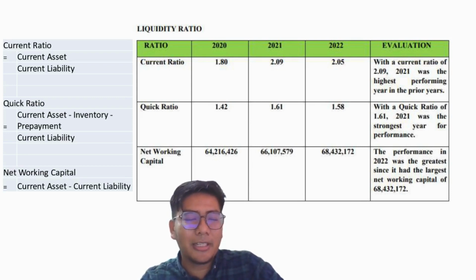The next one is net working capital. It represents the difference between a company's current assets and current liabilities. It reflects the amount of capital available to fund day-to-day operations and is an indicator of a company's short-term liquidity. Positive net working capital suggests that a company has sufficient current assets to cover its short-term obligations.